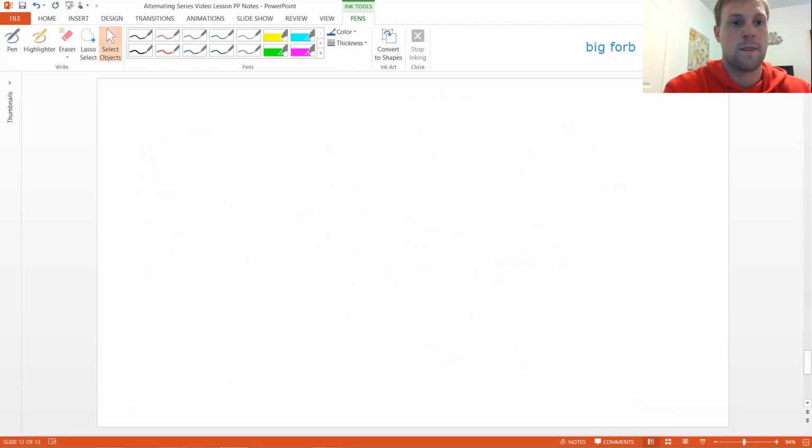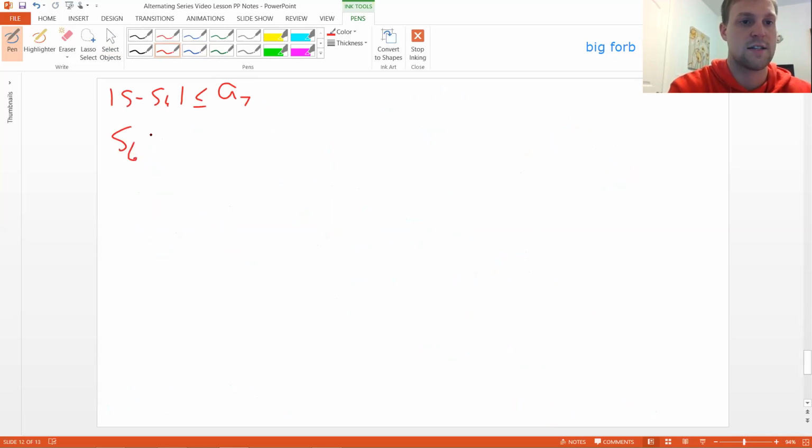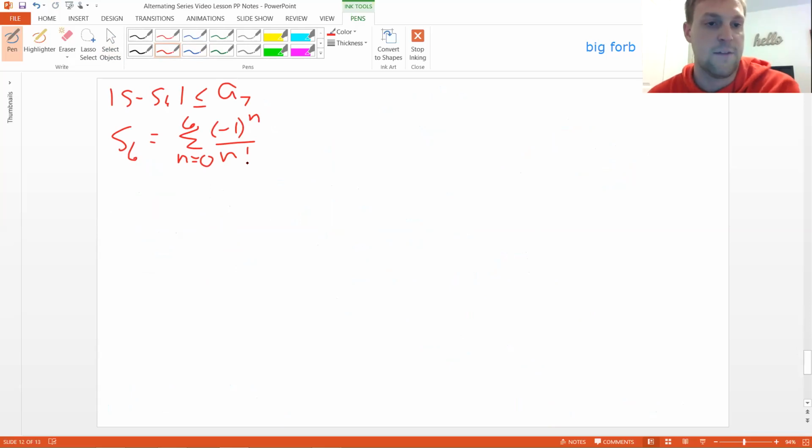So what I wrote is that s minus s6 is less than or equal to a 7. Well, what is s6 equal to? What is the sum of my first 6 terms? That's pretty simple. All you have to do is plug that into your calculator. We started at n equals 0, went to n equals 6, and I'm doing -1 to the n over n factorial. That's all I did, I just plugged that into the calculator to figure out the sum of my first 6 terms.